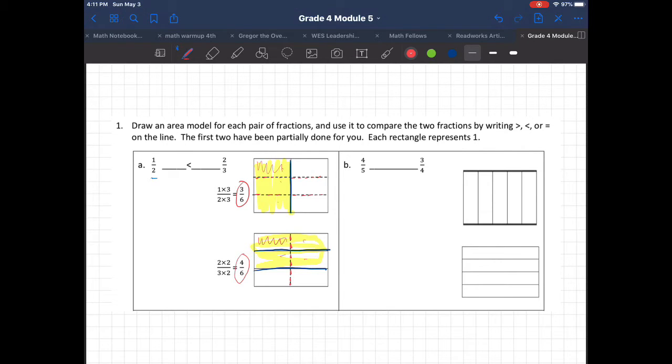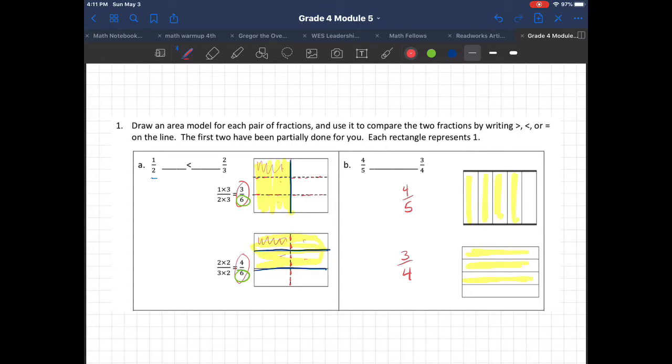So for all these, we are working on getting the same denominator. So we have same size pieces, and then we can just compare how many pieces by comparing the numerators. So on B, we've got 4/5. So 1, 2, 3, 4 of the 5 there, and 3/4, 1, 2, 3 of them there. And I'm going to label this. This one was 4/5, and this one was 3/4.